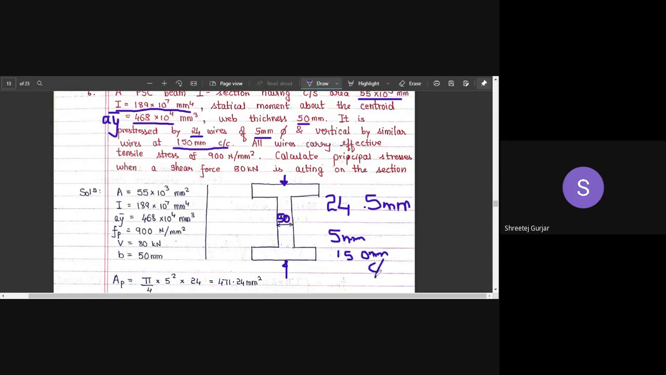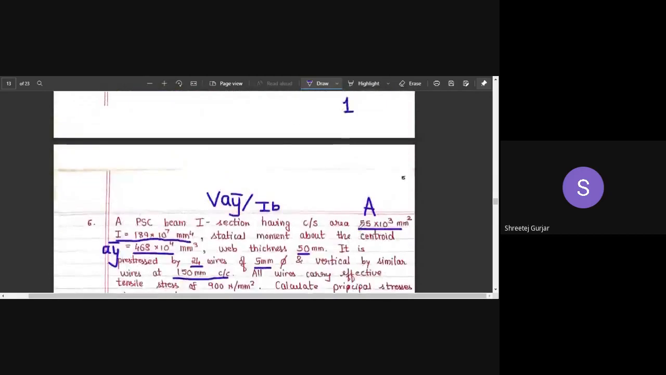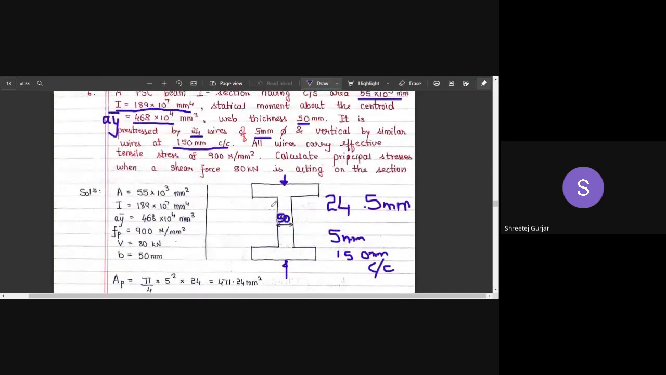Okay, so I have told you this particular formula, wherein we require the spacing of these cables or stirrups. So they have given us the spacing, that is 150. The 150 spacing is given, and this particular force we need to calculate later. So instead of giving numbers in the vertical direction, they have given you the spacing. So they have provided us with the spacing of the vertical pre-stressing wires, no problem.